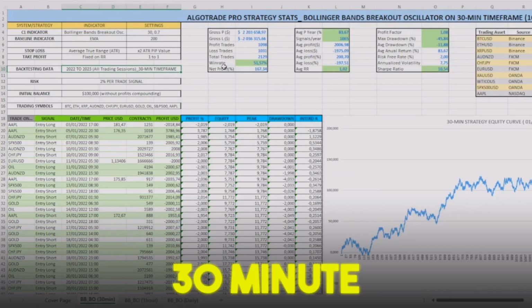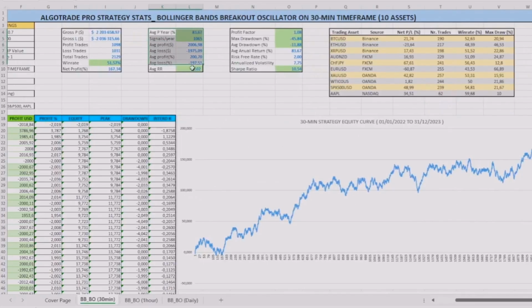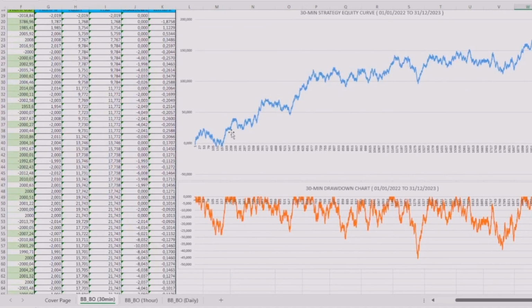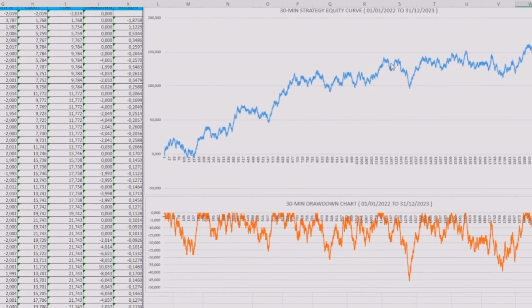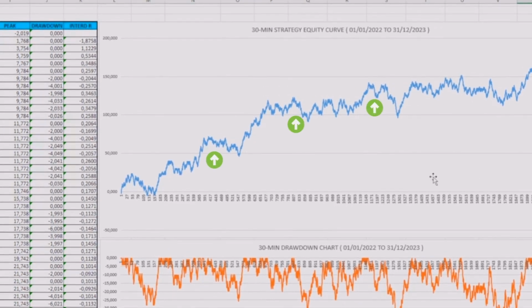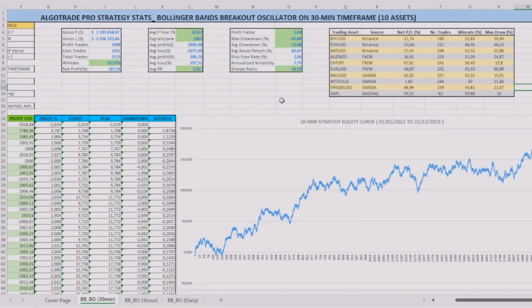In the 30-minute timeframe, after more than 2,000 trades, it achieved a win rate of 51.57% and a net profit of 167%. Here you can check other metrics like the average drawdown and the Sharpe ratio, and also the results of every single asset. By looking at the equity chart, we can verify that in this time frame, this simple strategy has a decent equity curve and with a growing trend, much better than most of the other indicators we have tested so far in this time frame.